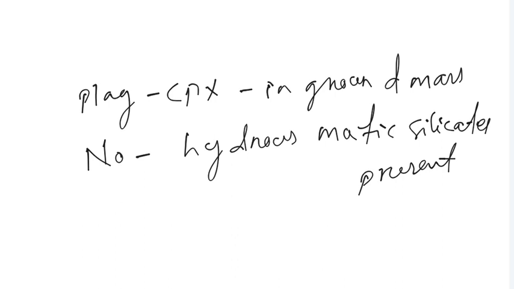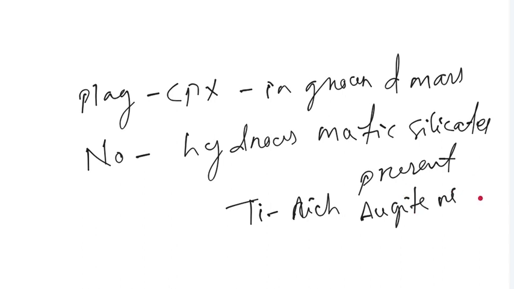I am just reading this from my notes because I misplaced the PPT. Where did it go, I can't find it. So in alkali basalts, the olivine compositional range is given, and titanium-rich augite is present. This is the simple petrography of OIB.